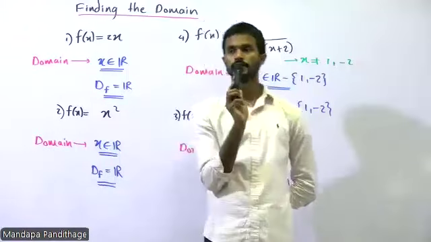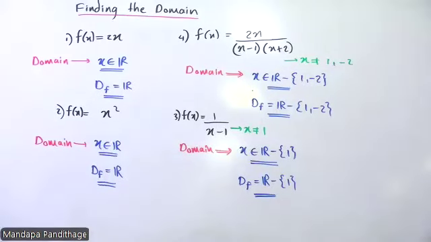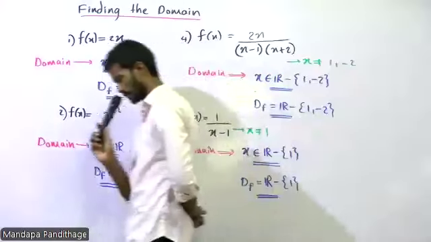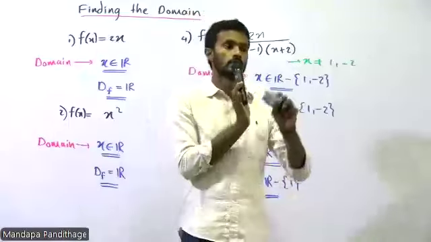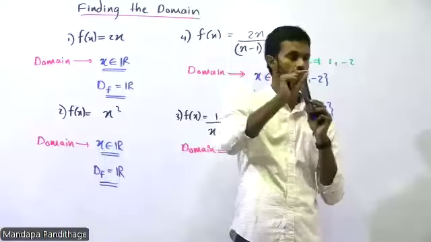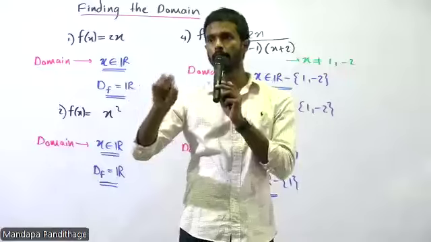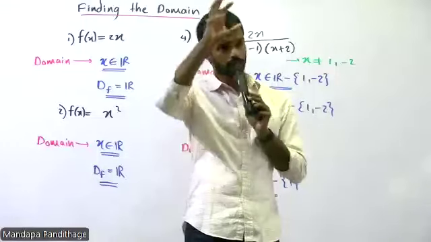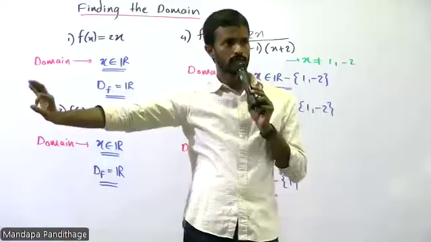Write it this way. If there is no denominator, or a square root in the function, then I'm going to write that the domain of the function becomes the entire real number set. But I'll be using the word mostly, because there are so many functions in maths, even though there is no square root or denominator, but the domain is not the real number set.